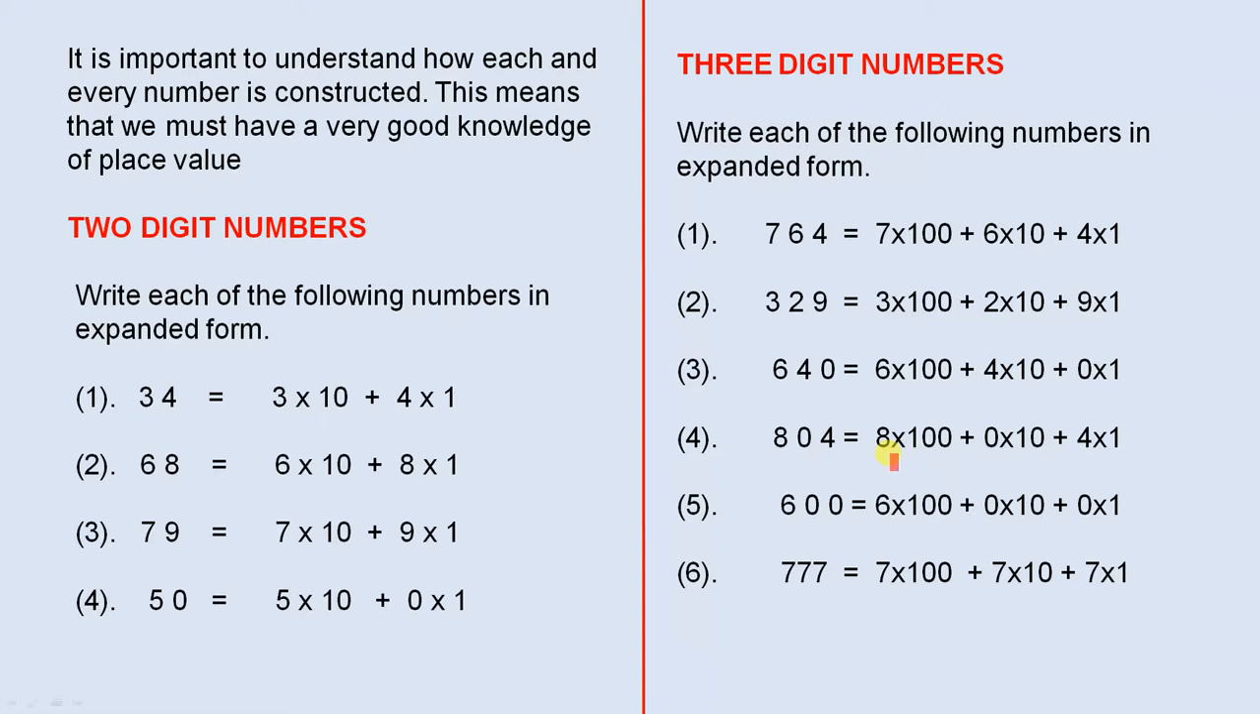804, 8 hundreds, 0 tens, 4 ones. 600 is 6 hundreds, 0 tens and 0 ones. And 777 is 7 hundreds, 7 tens and 7 ones.